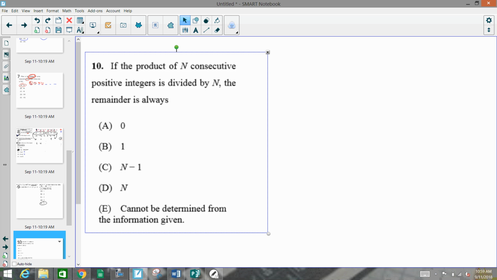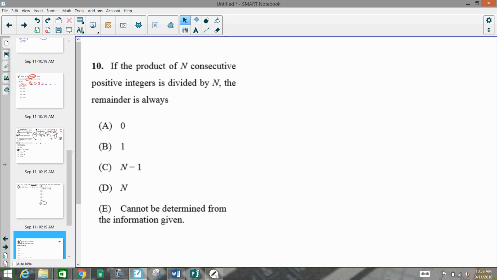So, product of n consecutive positive integers. What is n? N is a number of numbers. Like, if you have 1, 2, 3, 4, then it's 4 numbers. So what do you call n now? How many numbers? 4. 4 numbers. Okay. I don't like even numbers, but that's fine.